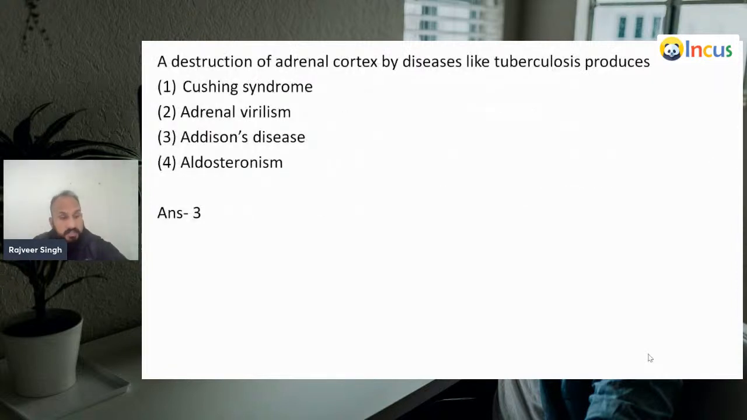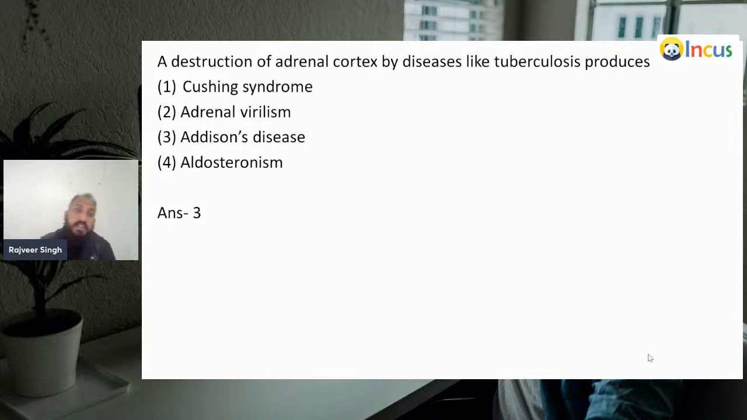Next one is a very good question. A destruction of the adrenal cortex by a disease like tuberculosis produces what? Cushing syndrome, adrenal virilism, Addison disease, aldosterone. Yes, definitely. The answer will be third.